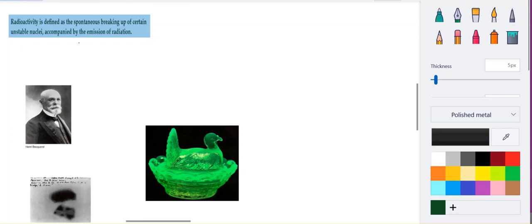Okay, so today what we're going to talk about is this idea in chemistry of radioactivity. Radioactivity. So if we think about what is radioactivity?